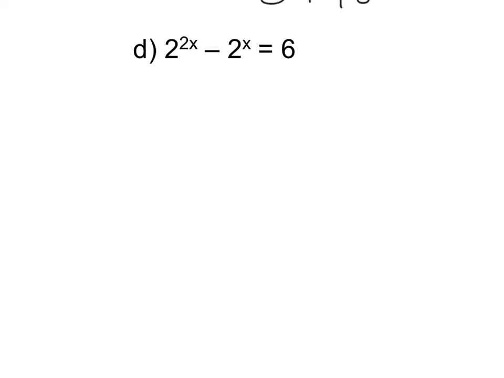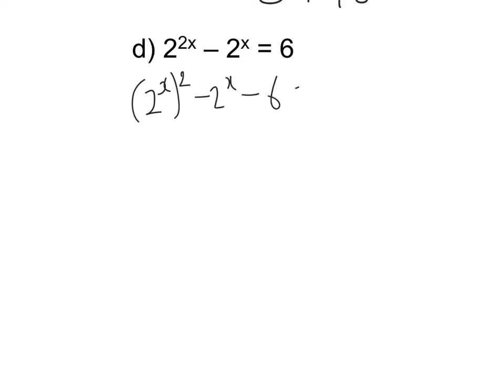Okay, part D. Big step up now. We've got an unknown power. We don't want to log both sides because we've got 2 terms on the left hand side, so it doesn't make sense to do that. This question is what's called a disguised quadratic. So the unknown is 2 to the power of x, and we've actually got a quadratic in terms of 2 to the power of x.